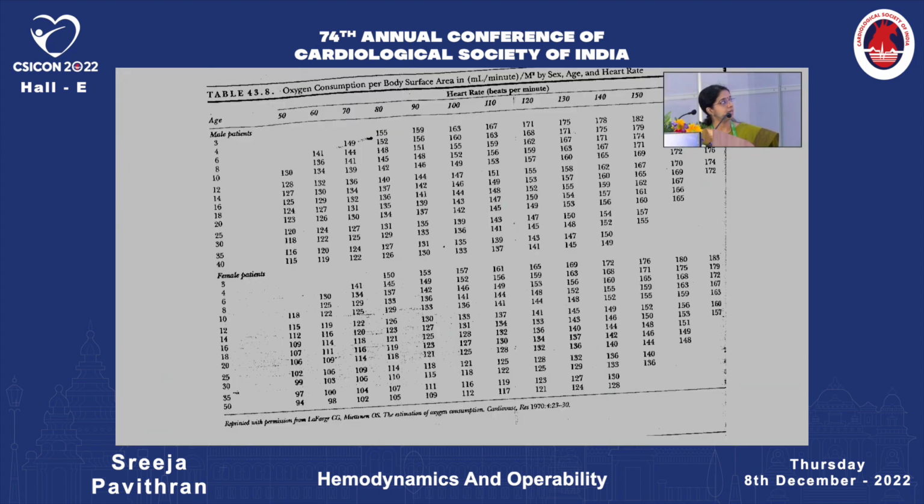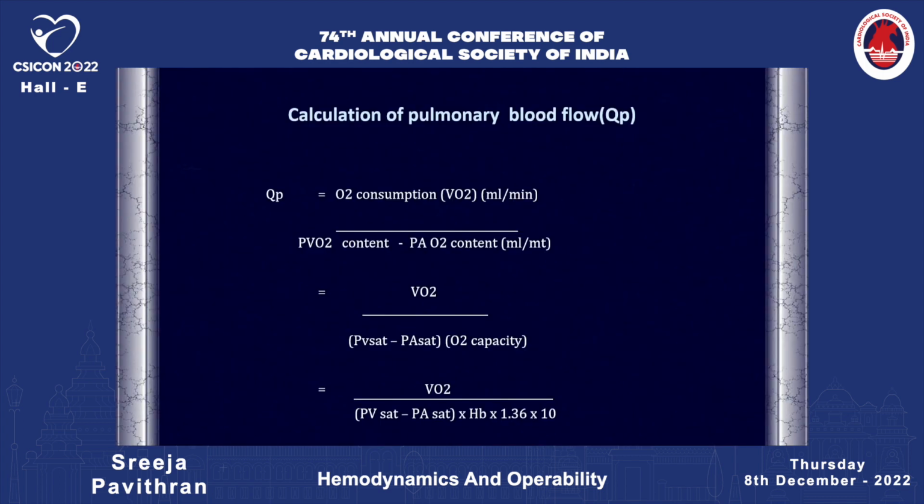So this is a Lafarge and Mitunen table which shows the oxygen consumption. This gives the values starting from the age of 3 years up to 40 years. Depending upon the gender and the heart rate, it gives a value and you can index it to the body surface area to get the assumed oxygen consumption. In general, in a young infant, you can take around 150 ml per meter square as the assumed VO2.